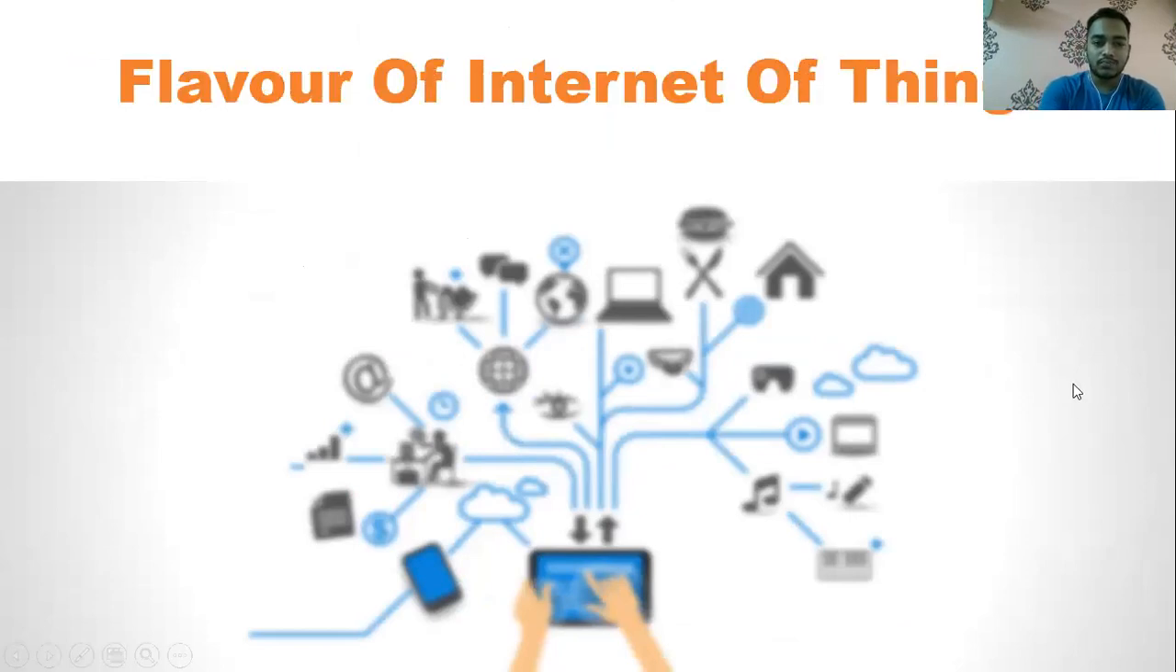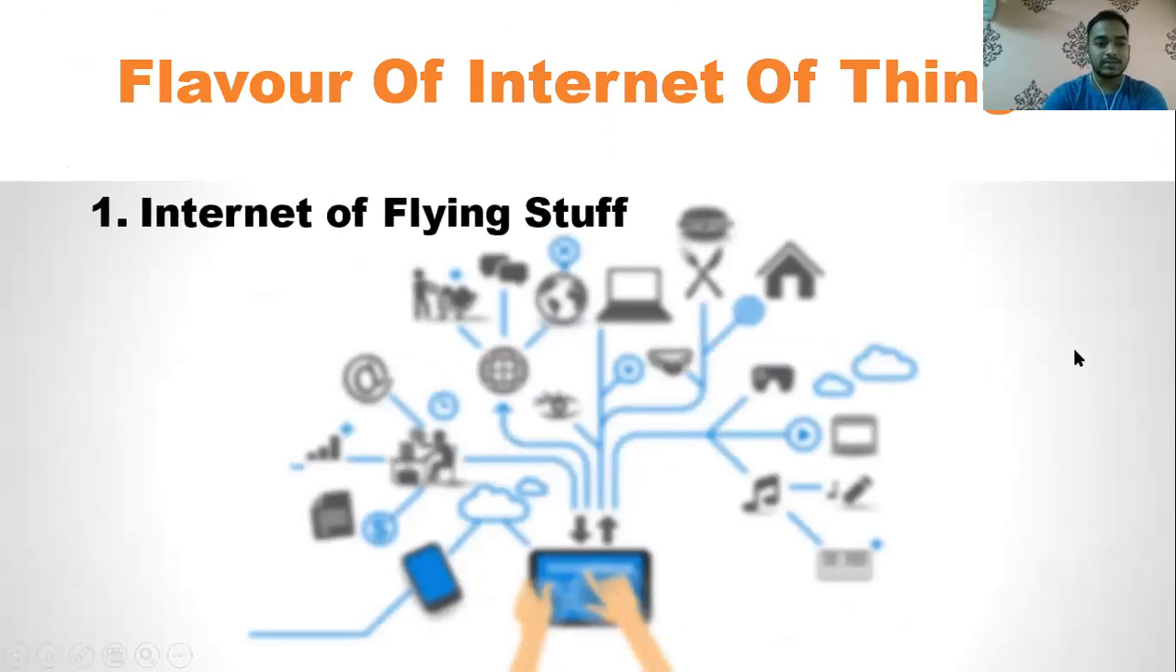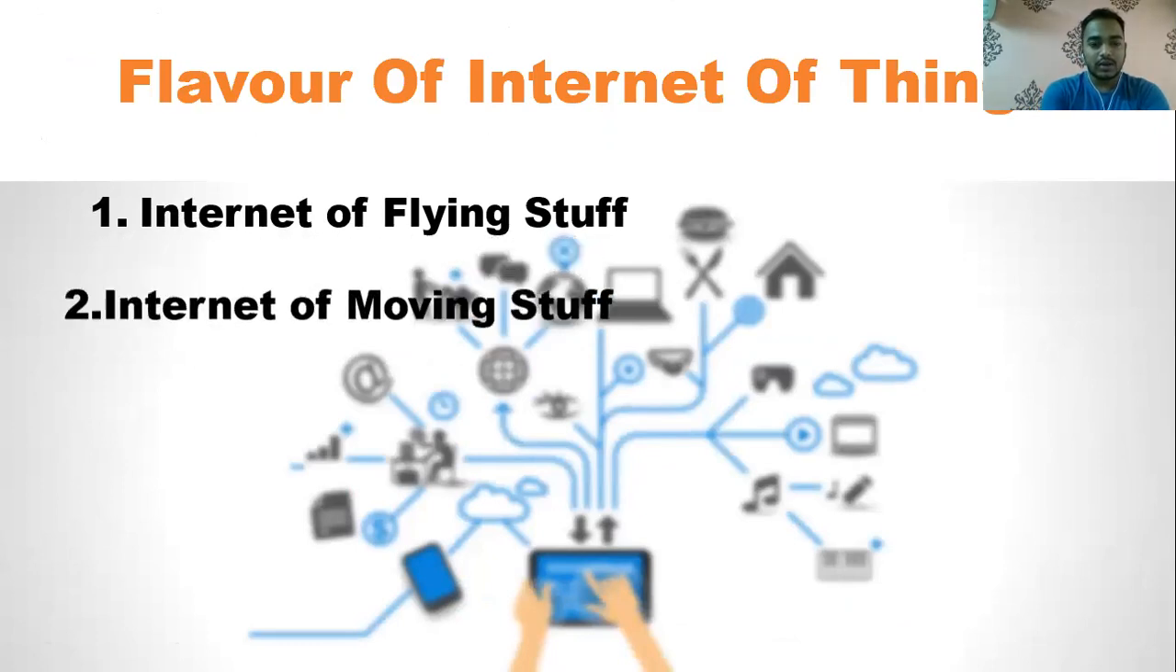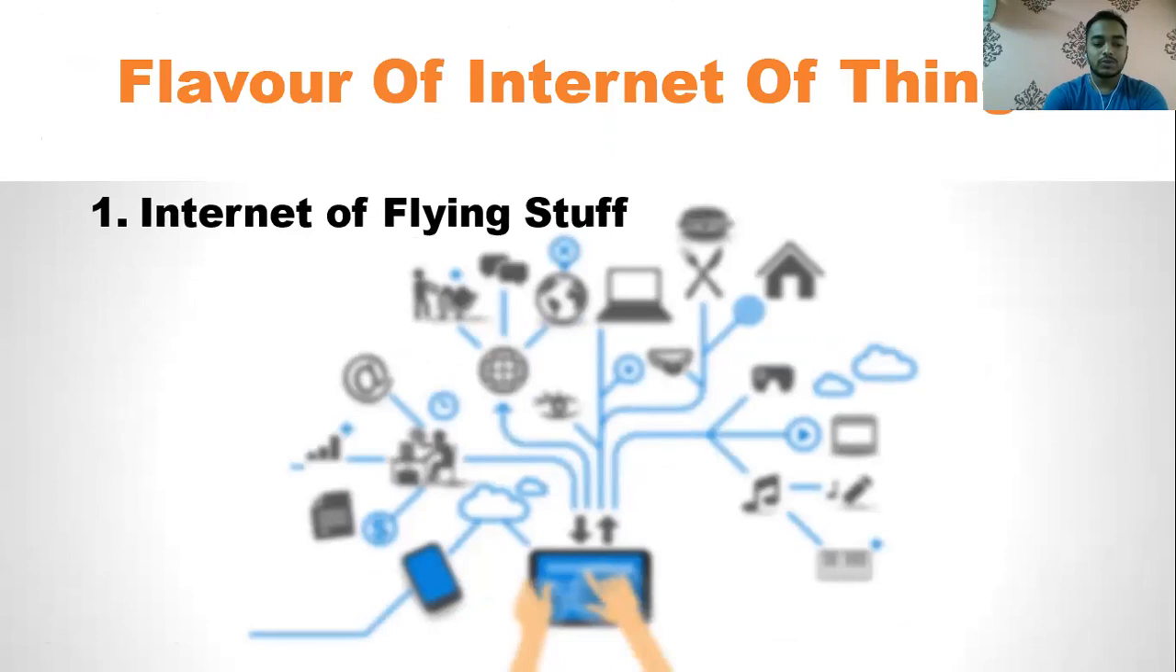So the first flavor is Internet of Flying Stuff. What is the Internet of Flying Stuff? In this term, I will explain it deeply. We refer to things which move above the earth's surface. I will tell you again: in this concept, we consider the things which are moving above the earth's surface. I will give you one example for that.